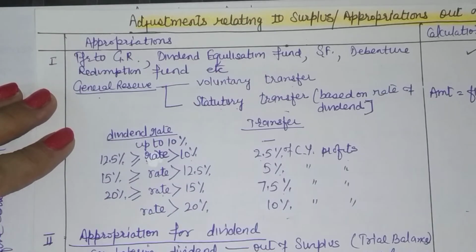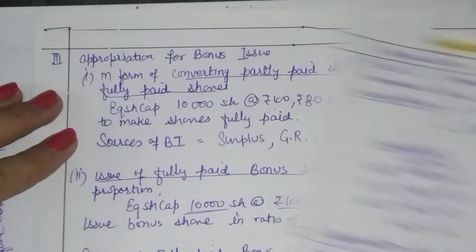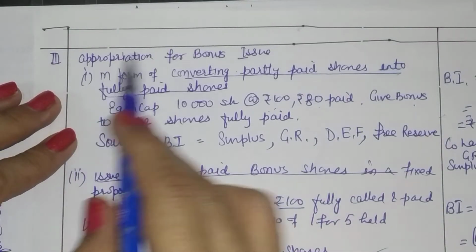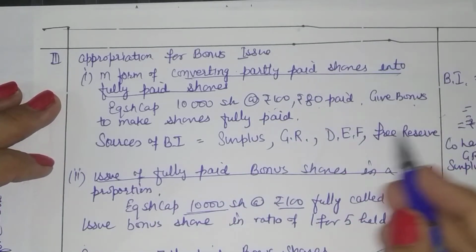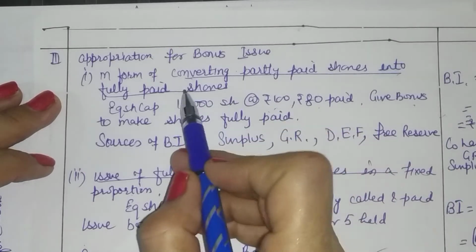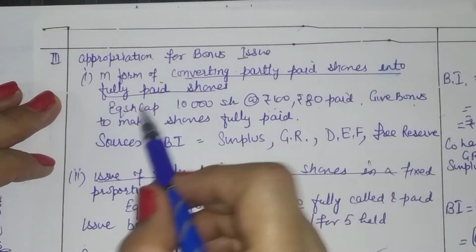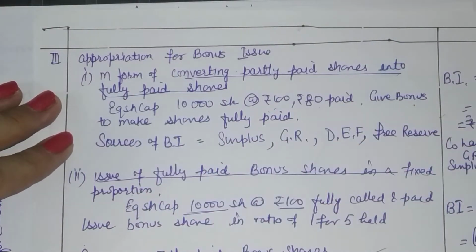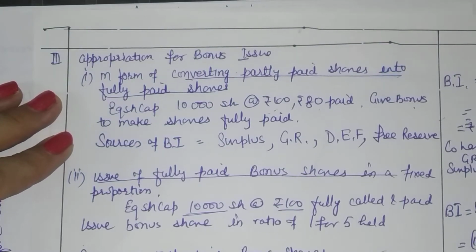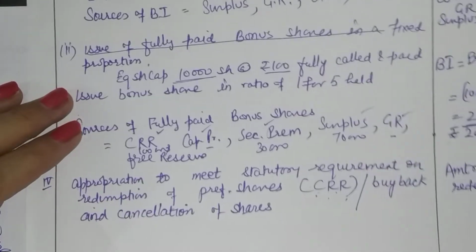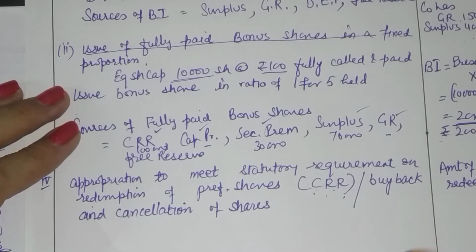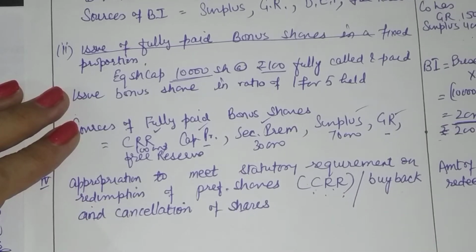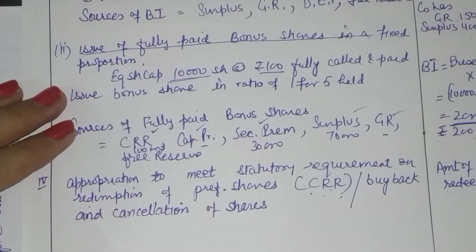Then you have appropriations for dividend, appropriation for bonus issue and issue of shares in the form of fully paid bonus shares or conversion of partly paid shares into fully paid shares, right? Then you have appropriation to meet statutory requirements at the time of redemption of preference shares. So these are four different adjustments relating to surplus which might be given in a problem.